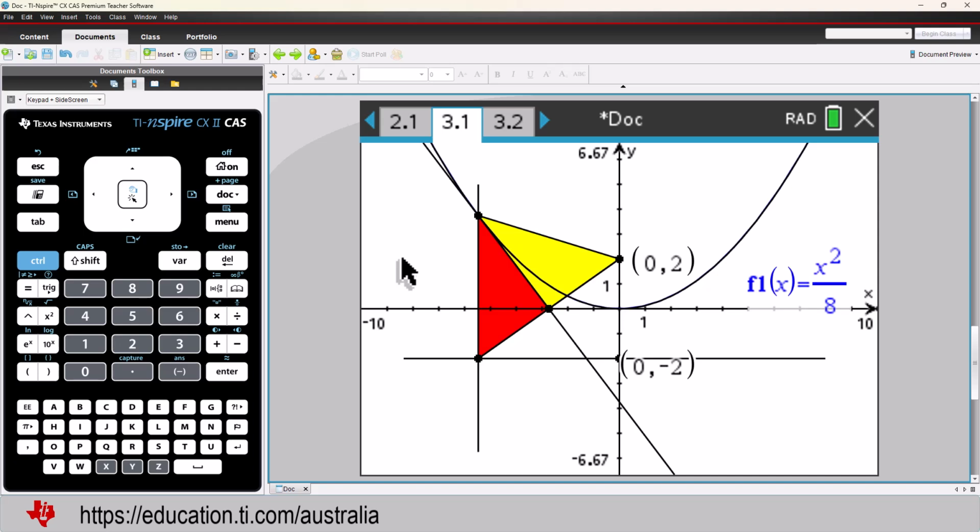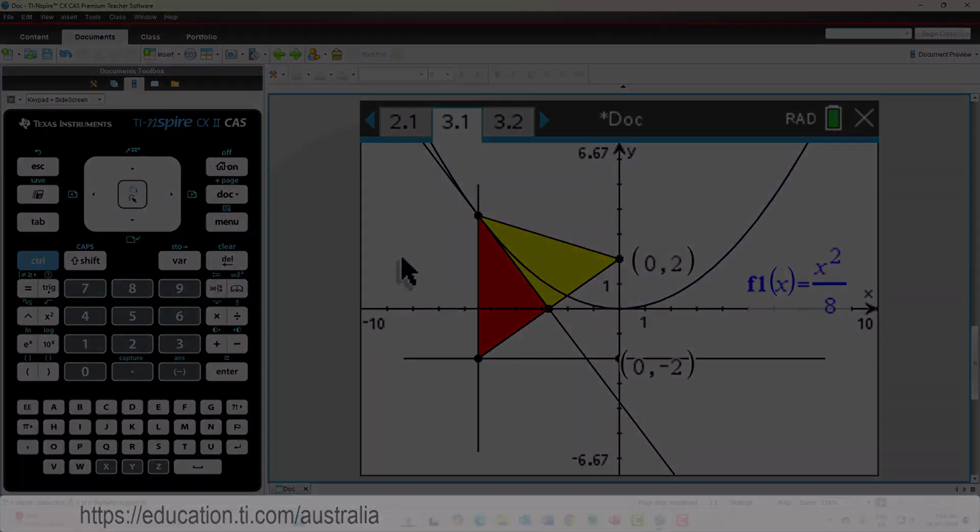The TI-Nspire activity linked to this video requires you to find the corresponding equation for a range of focal points and directrices. You can return to this section of the video to review how to calculate the equation for each combination.